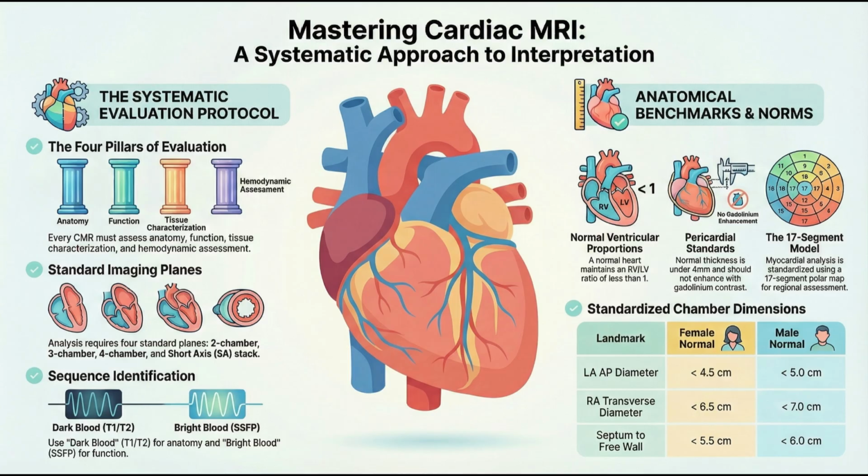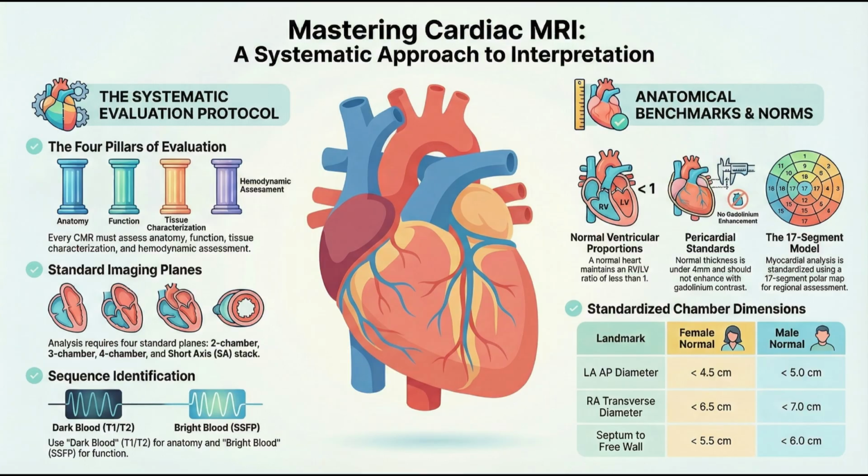So the very center of the bullseye is the apex. That's segment 17, the very tip. Moving outward, the first ring is the apical territory. That's segments 13 through 16. The middle ring is the mid-cavity, segments 7 through 12. And the outer ring is the base, up near the valves. That's segments 1 through 6.